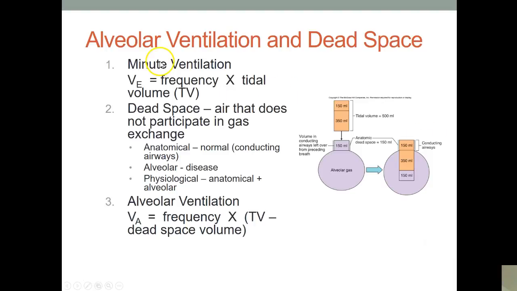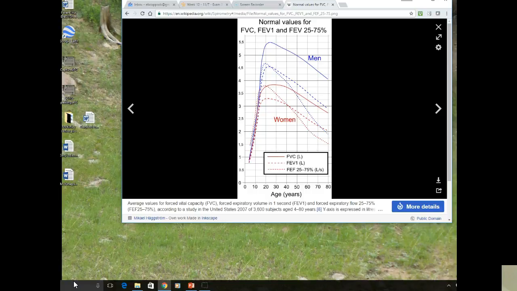Okay, let's talk about alveolar ventilation and dead space. Actually, before I talk about that, I wanted to pull up some normal values for FVC and FEV1, because I quickly just said about 4 liters. You can see for women, 4 liters would be a little high, but it'd be a little low for men. And this is in large part based on height.